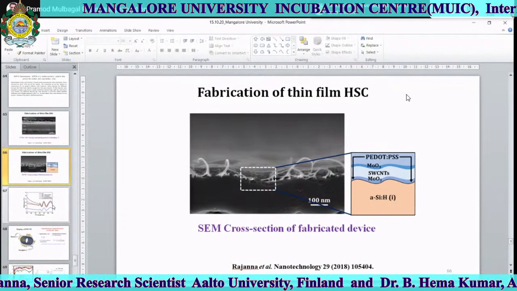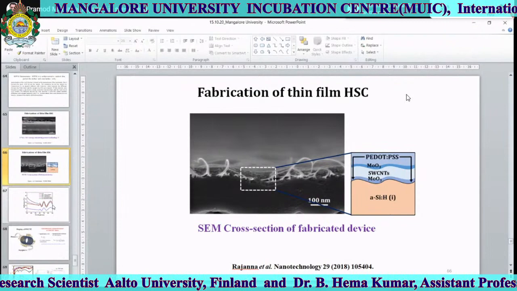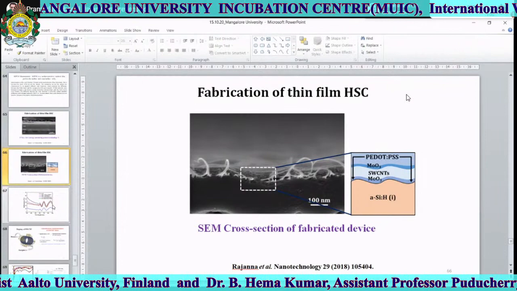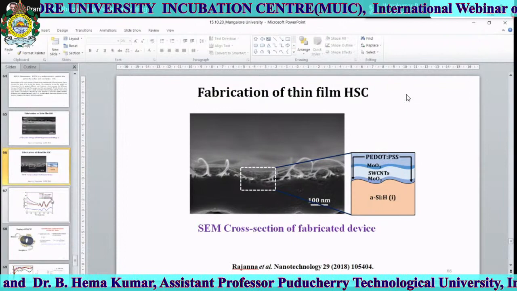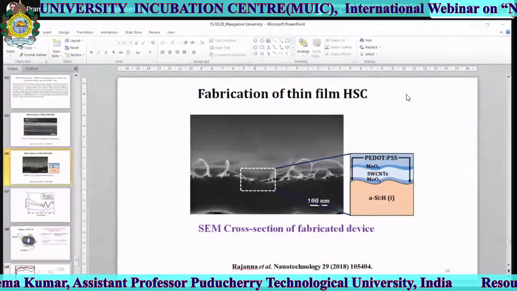For a country in the Scandinavian regions where even Ireland falls, the maximum power that it can yield, with an area of 1 square meter, could be close to about 1 to 1.5 watt per square meter. Thank you, sir. Yeah. Thank you, sir.